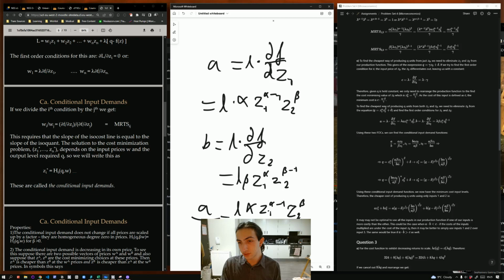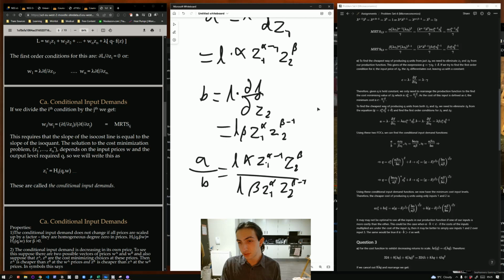Now, the point of having this is that we can find expressions for Z1 in terms of Z2, and expressions for Z2 in terms of Z1. First of all, let's cancel this out, because this is a bit more complicated. We can cancel the lambdas, and because we did this last time, we can rearrange.